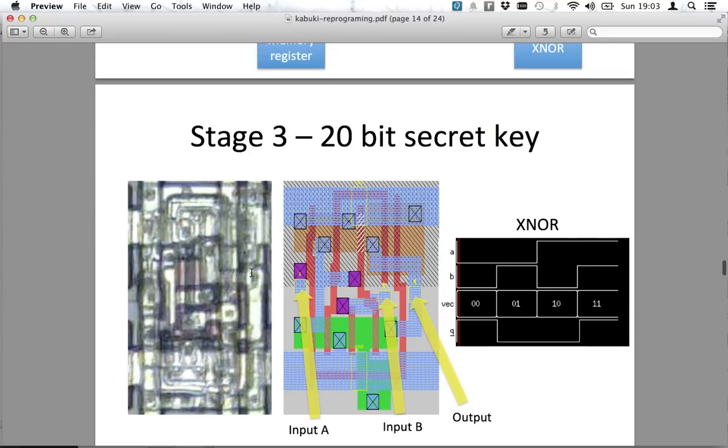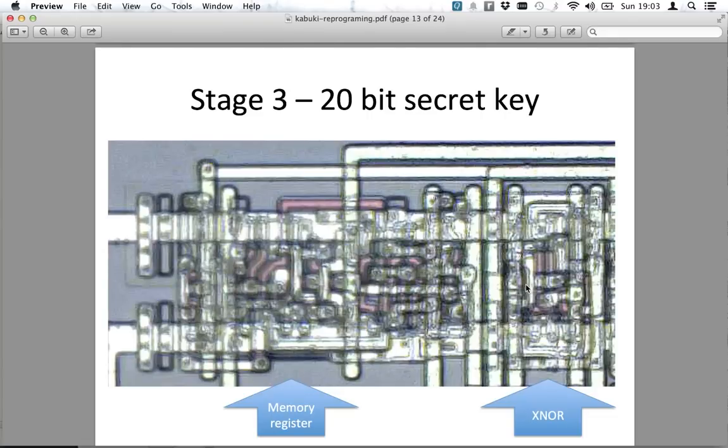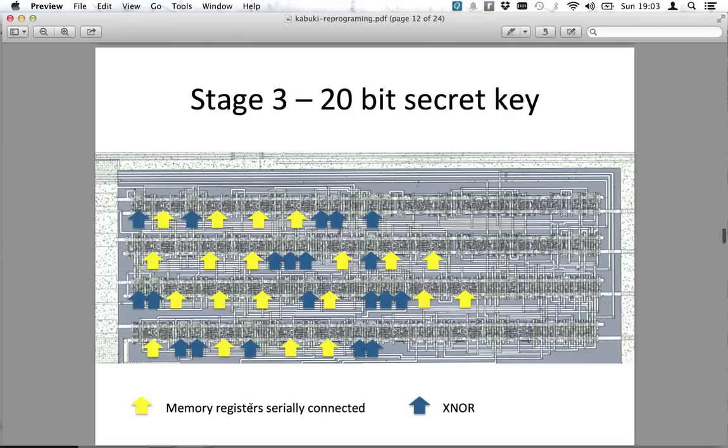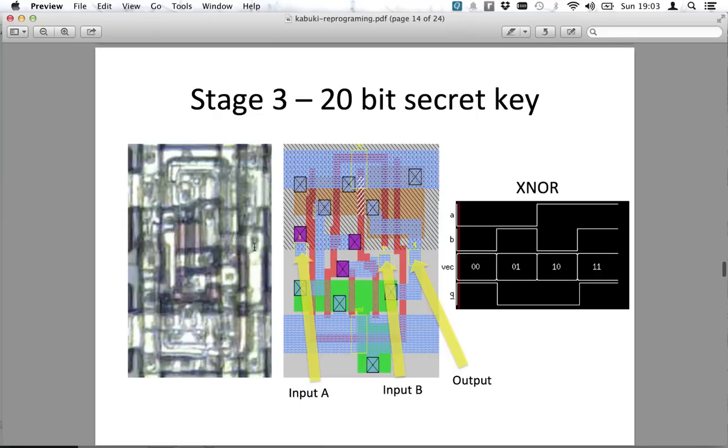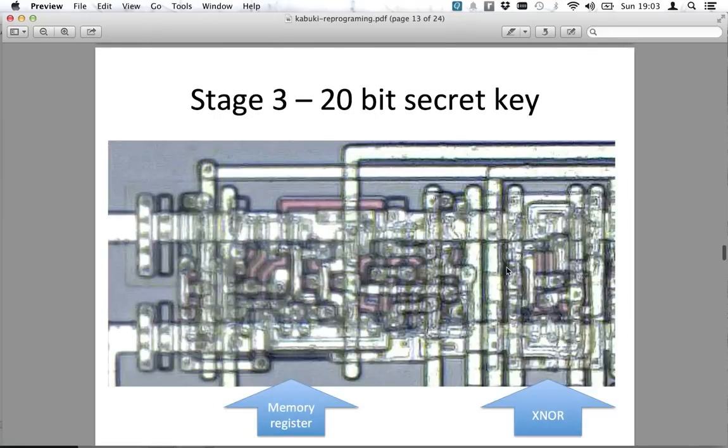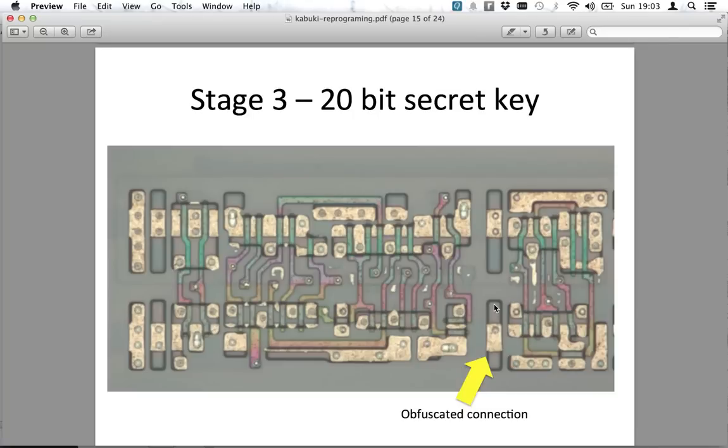And what happened while looking at Kabuki is that all of the XNORs attached to these 20 memory registers had one of their inputs directly attached to the power rail. And it was like, what the hell is that about? This is basically what led to the need to deprocess the CPU, or one of the main needs to deprocess the CPU. And this is a deprocessed Photoshop of it.